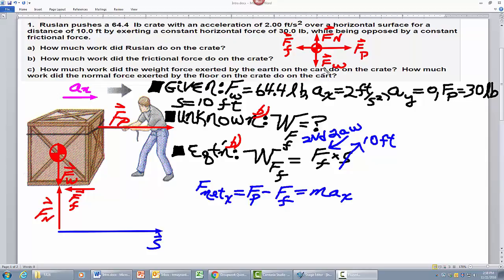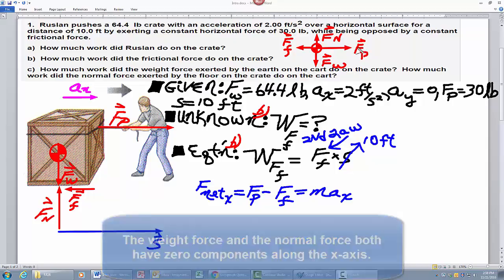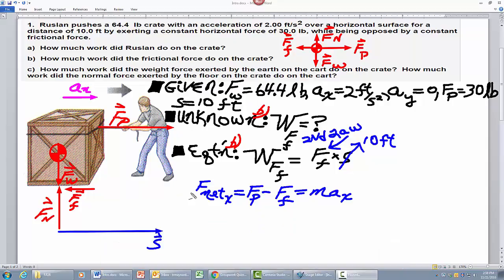Looking at the force diagram, we know that the normal force has 0 x component, and likewise the weight force has 0 x component. Therefore, in writing the second law along the x-axis, the net force along the x-axis will not include the normal force nor the weight force. So we write that the net force along the x-axis is the pulling force, that's a positive force, minus the frictional force. Frictional force is in the negative x-axis direction.